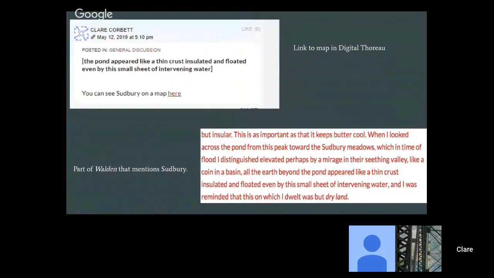Then this would be the comment in the digital Thoreau. All of our comments were very brief because our descriptions were so extensive. That was Claire's comment in the digital Thoreau. So you could see Sudbury on a map. You would click on the link, and this is Sudbury's quote, but you would click on the link and then be taken to Sudbury on the map.